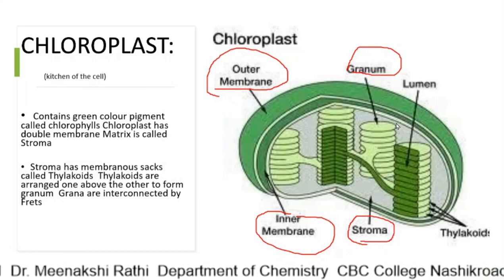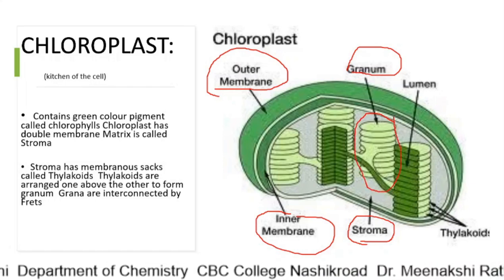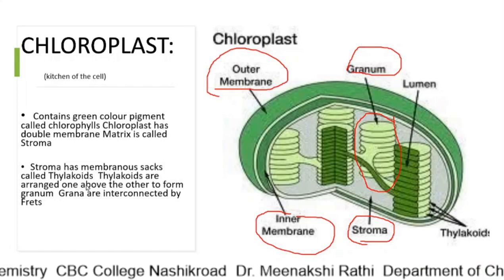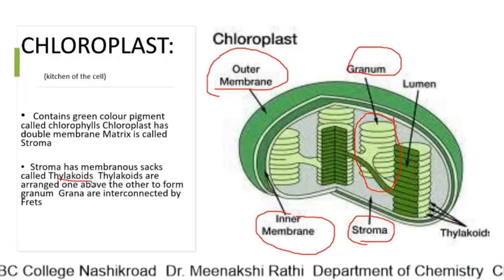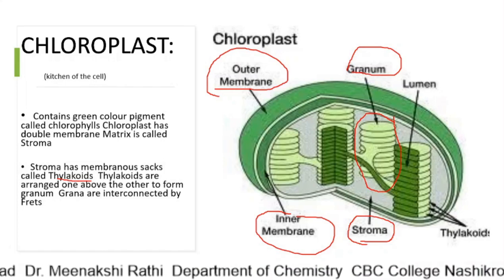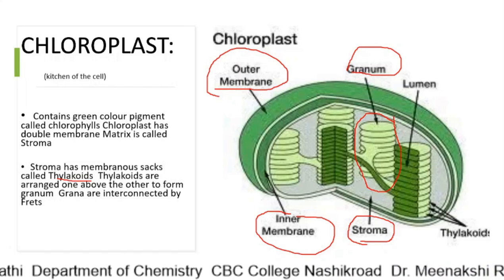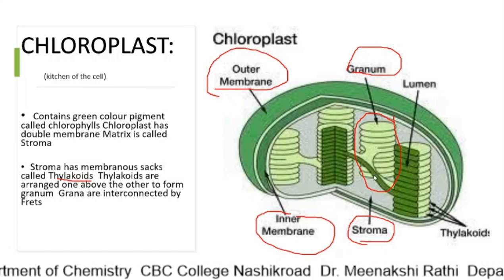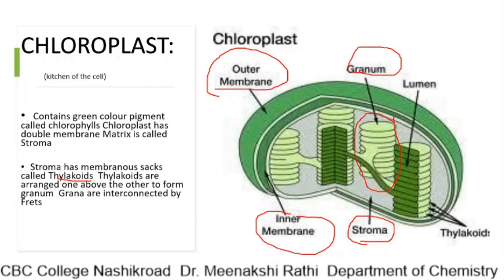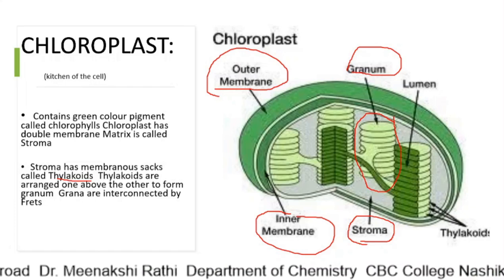Each granum, see here, consists of 5 to 25 flat cisternae, which are also called thylakoids. These thylakoids are arranged one above the other to form a granum. You can see these grana are interconnected by small tubules known as intergrana lamellae, which are also called frets.